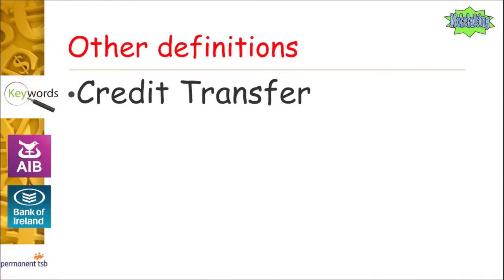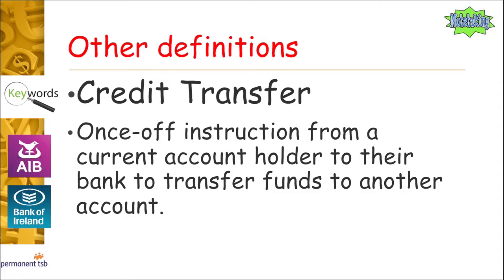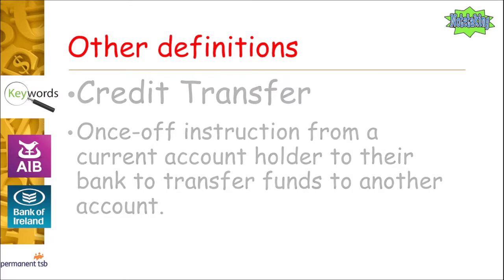So what is a credit transfer? Well, think about transfer. So what do you think we're going to transfer? It is transferring money from your account to another person's account. But how is this different from a direct debit or a standing order? Well, it's a once-off instruction to transfer money from your account to another person's account, whereas a direct debit and a standing order are ongoing payments.